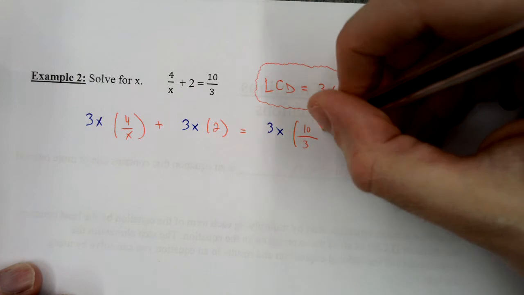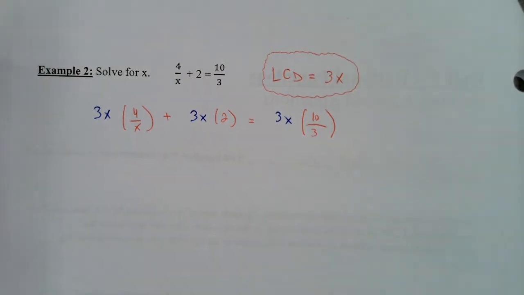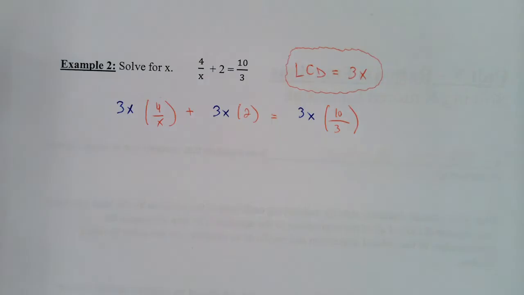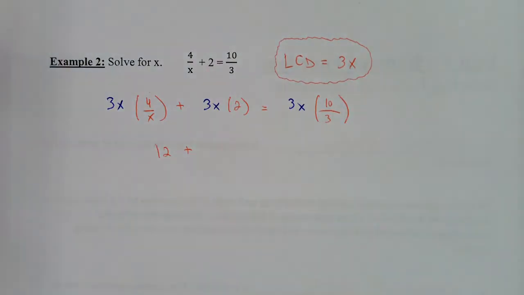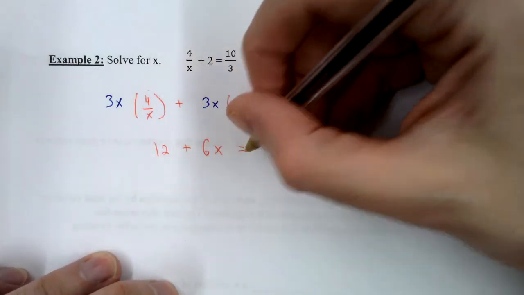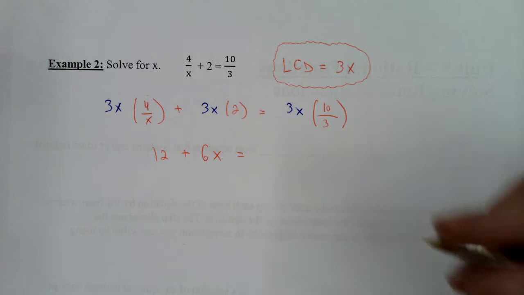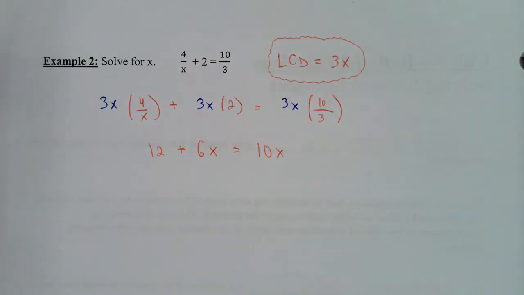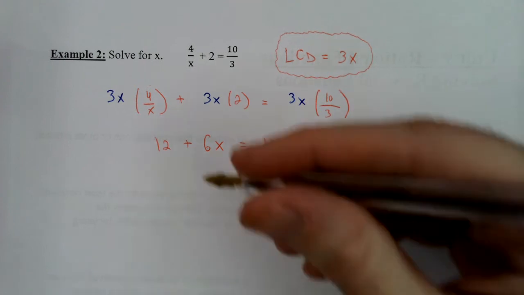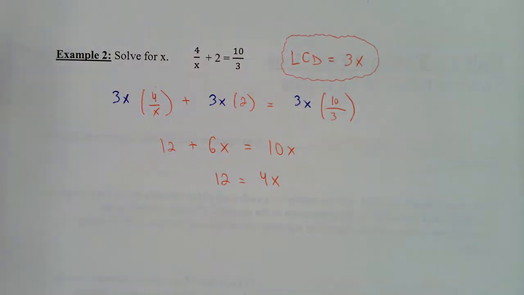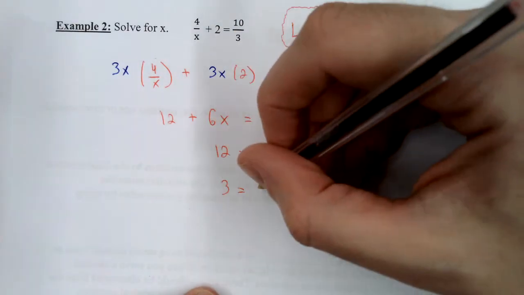Again, the whole point of doing that was to eliminate the fractions. So 3x times 4 over x, the x's divide out, and you have 12 plus 6x. The 3's are going to divide out on the right, and you get equals 10x. Get all the x's on one side, so subtract 6x: 12 equals 4x, and you get 3 equals x, or x equals 3.